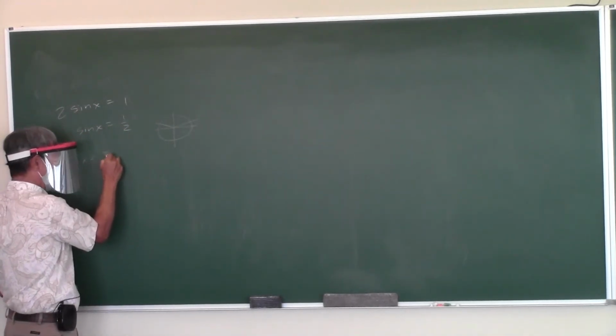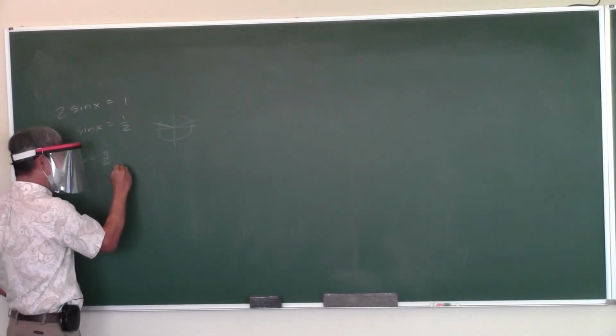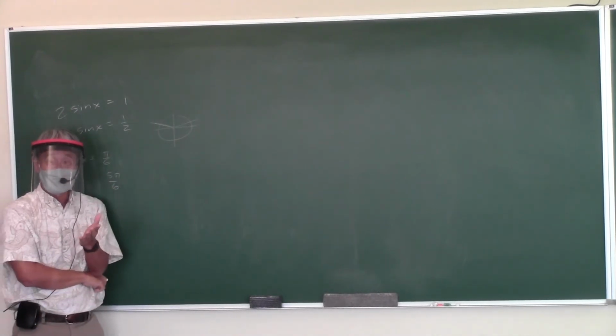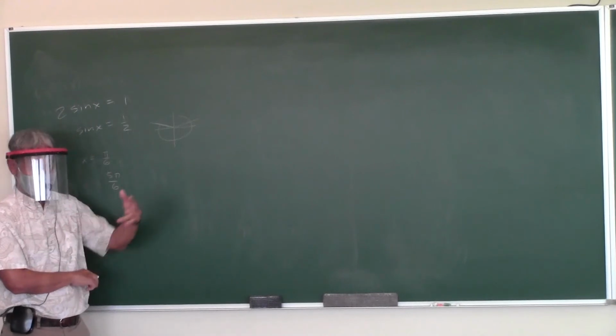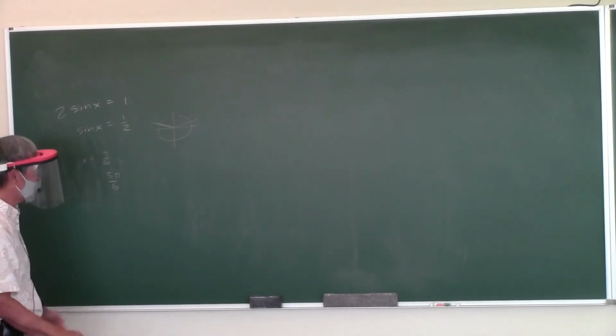Pi over 6. And where is this one? 5 pi over 6. See, that's why we have speed quizzes, because if you don't know your trig values, can you see how you're going to fail the rest of the quarter already? That's why teachers give you speed quizzes.